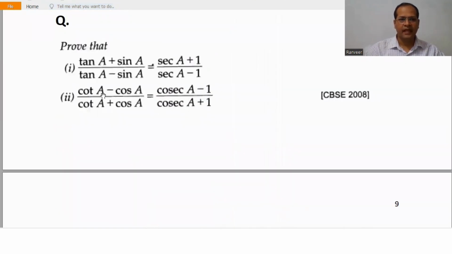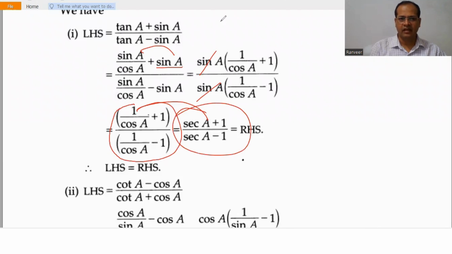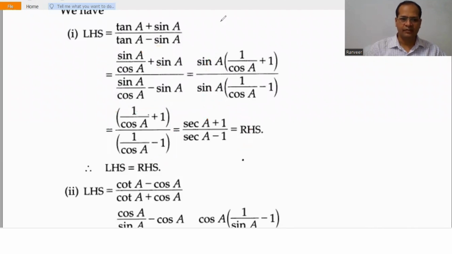Next question: (tan A plus sin A) by (tan A minus sin A), we have to prove this value. Here we have to convert tan A into sin A by cos A. Sin A, if we take common, then 1 by cos A plus 1, and here also the same thing. So sin A will cancel, and this is the value, and the reciprocal of that is sec A. So that is very easy.